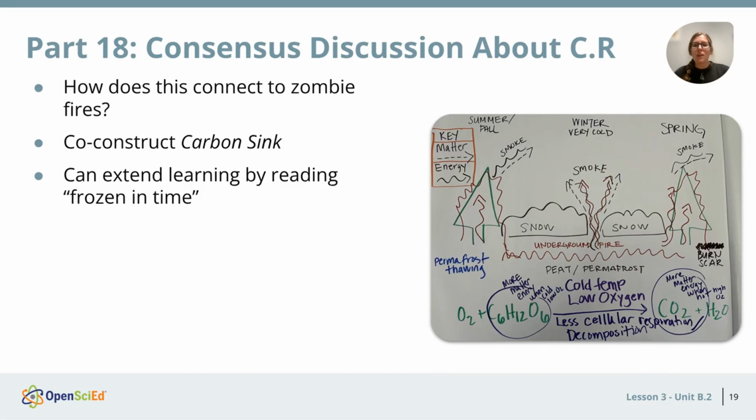Part 18, we're going to go back to our consensus model, and we're going to start adding the additional information that we've learned about decomposition rates, temperature, and cellular respiration. We're going to co-construct our definition of carbon sink. And you can, again, another extension opportunity here. You can extend learning by reading Frozen in Time.